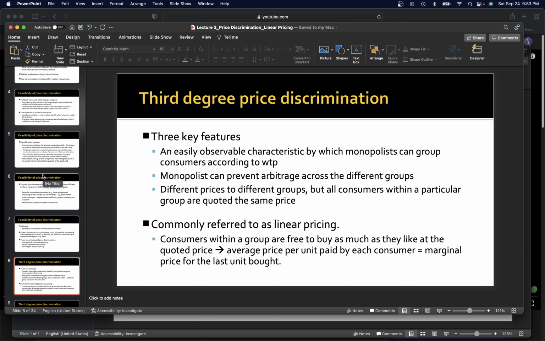Third, there are different prices for different groups, but all consumers within a particular group are quoted the same price, and all consumers within a particular group are free to buy as much as they like at that quoted price. That's why it's called linear pricing, because the total expense is linear in the price. You're facing a constant price, and for each unit you buy, you pay that price, assuming you're part of that group. Again, we are assuming your membership in this group is observable, and you cannot arbitrage.